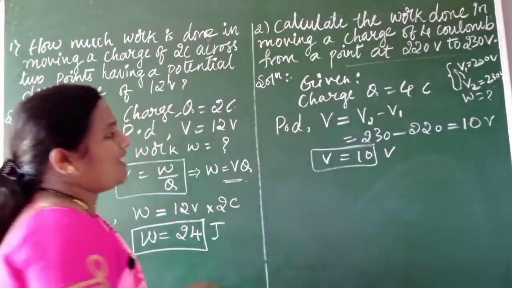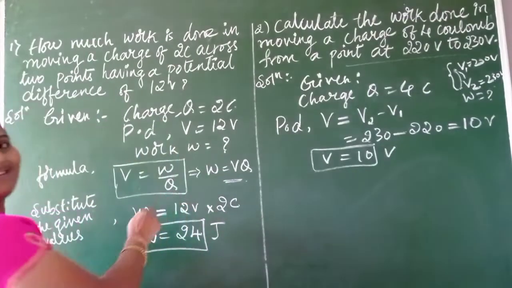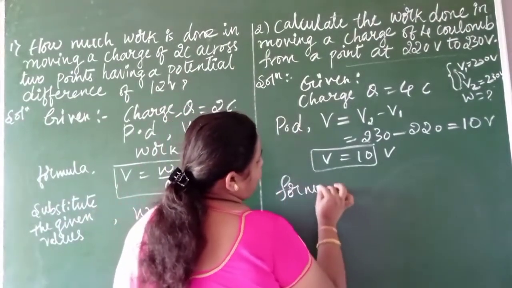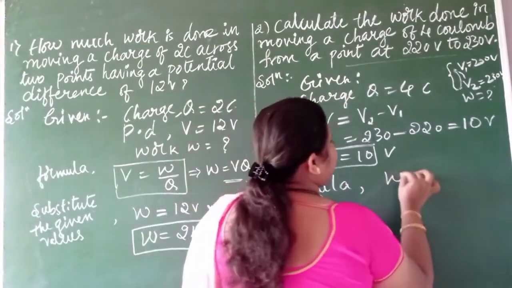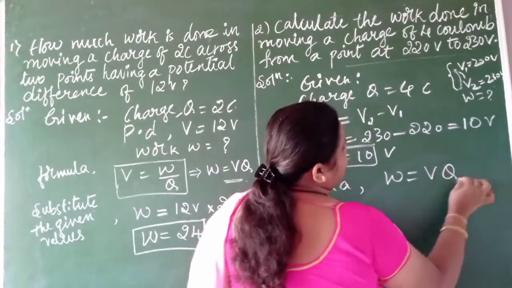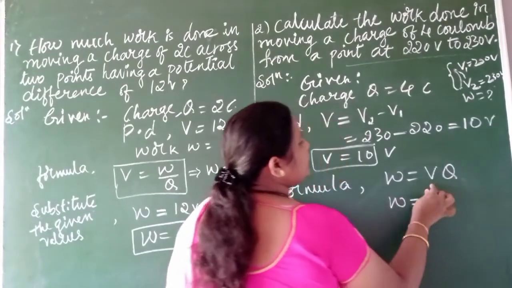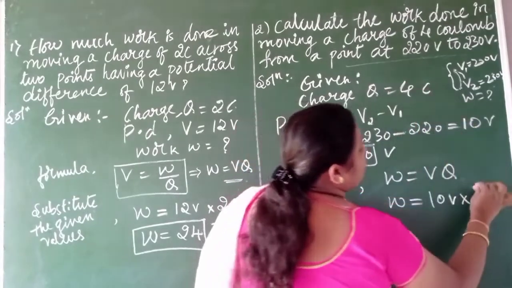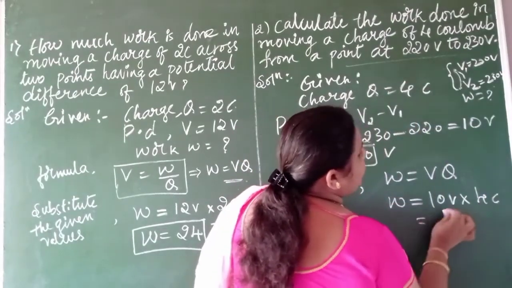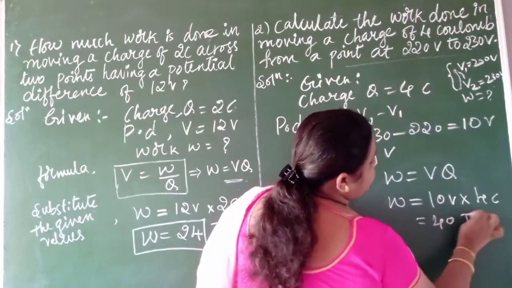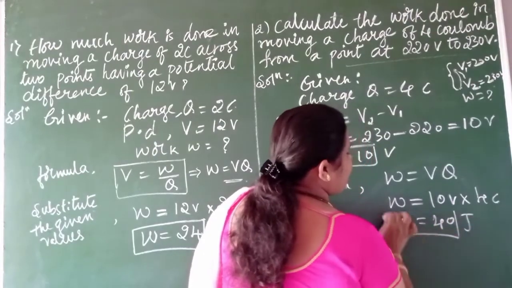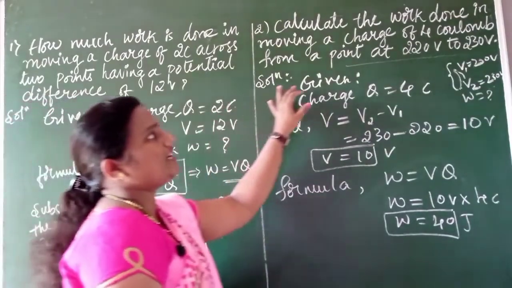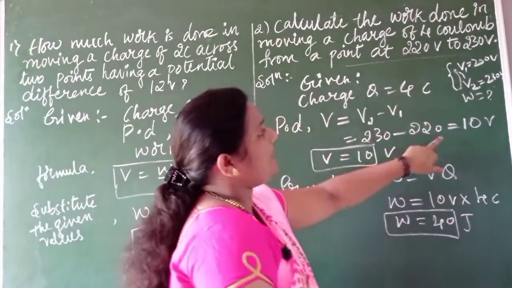Got it, children? Now use the same formula. So what formula do we have? W is equal to V into Q. W, keep it as it is. What is the V value? 10 volts. What is the Q value? 4 C. So 10 into 4, 40 joules is the work done in bringing 4 coulombs of charge across a potential difference of 10 volts.